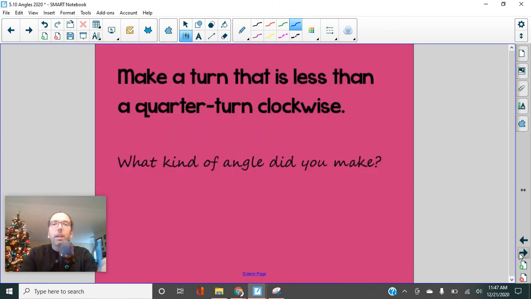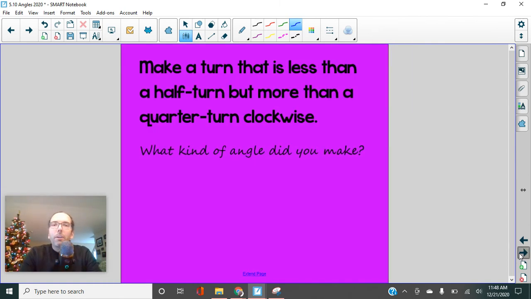Make a turn that is less than a quarter turn clockwise. So less than, meaning not this far, but less than. So maybe like that, right? Just open a little bit. Oh, look at that acute angle. Remember that word? Yeah. All right.